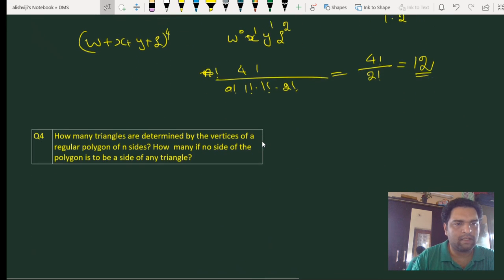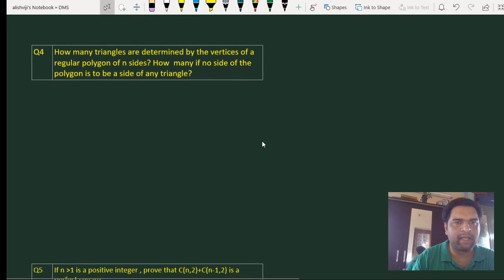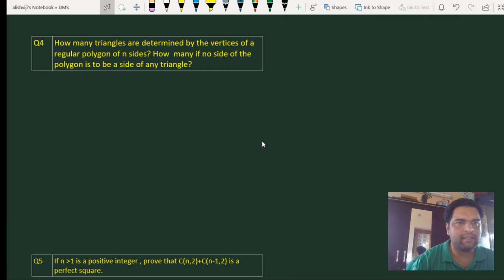Now, another one: how many triangles are determined by the vertices of a regular polygon of n sides? If we consider a regular polygon of n sides, let's simply consider a regular polygon with 6 sides, illustrating, not proving. V1, V2, V3, V4, V5, and V6 are the vertices.